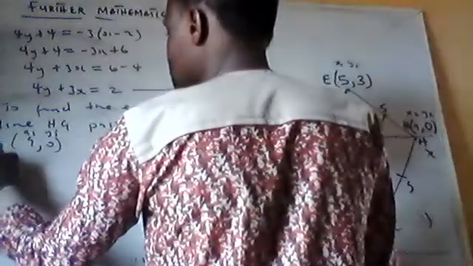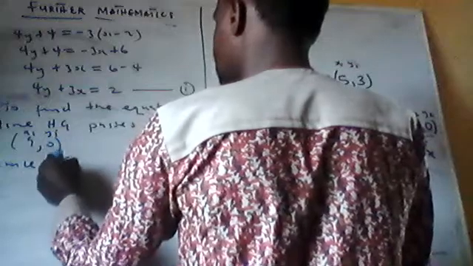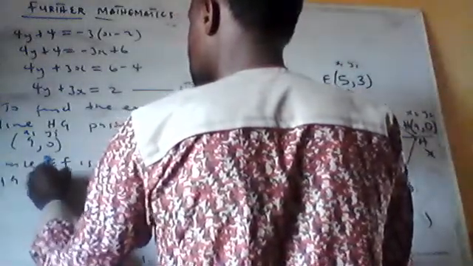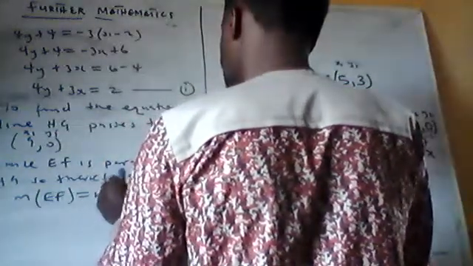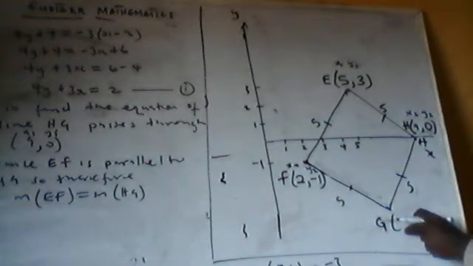Then since EF is parallel to HG, therefore the gradient of EF will be equal to the gradient of HG. Good now. So let us find the gradient of EF. We can easily find it because E and F are known, but H and G are not known. So the gradient of this line is equal to the gradient of this line. So let's find.